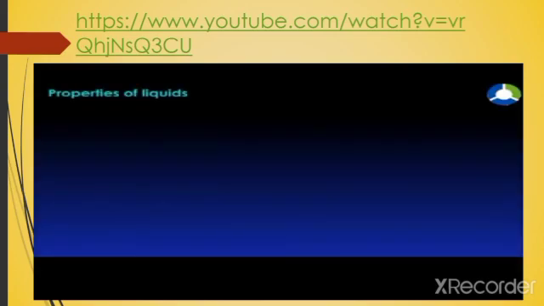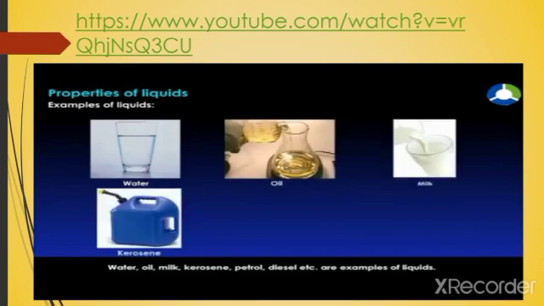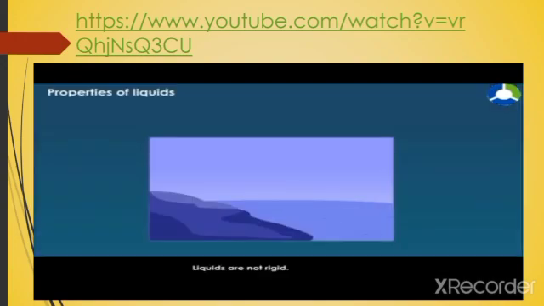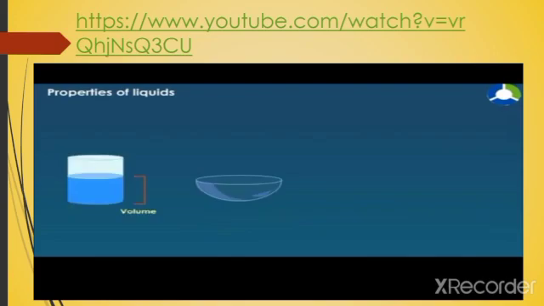2. Properties of liquids. Water, oil, milk, kerosene, petrol, diesel, etc. are examples of liquids. A. Liquids are not rigid. B. Because of the weak intermolecular forces, liquids have no definite shape of their own. They take the shape of the containers. C. Liquids have a definite volume.